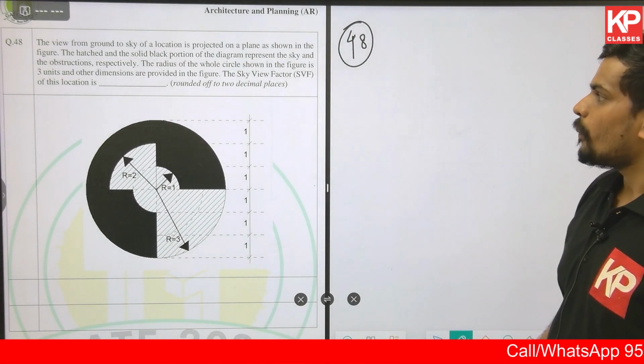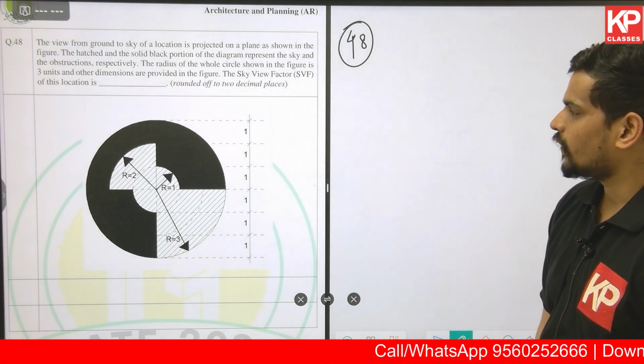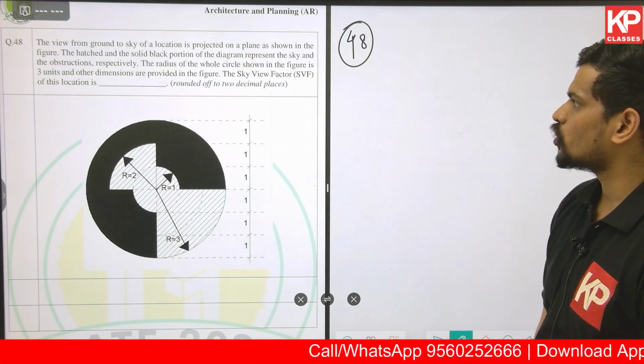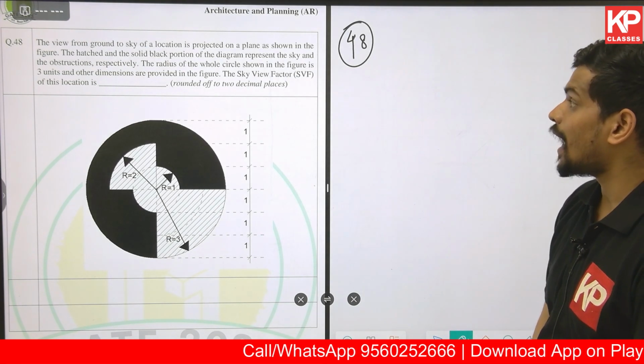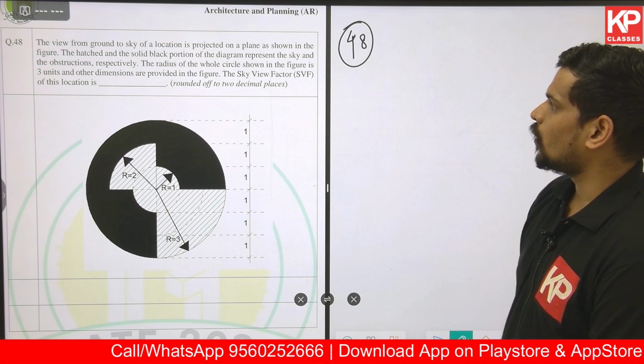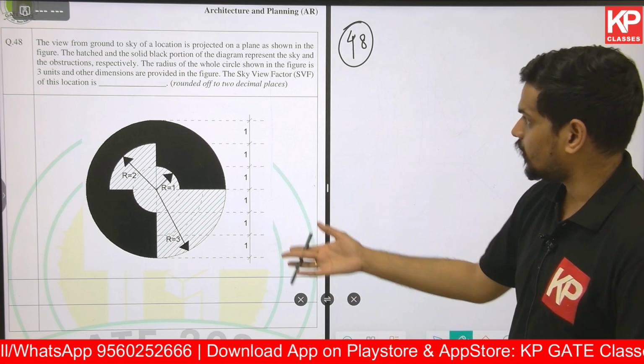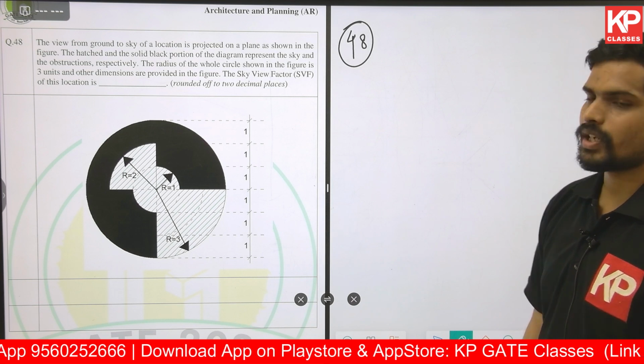The view from ground to sky of a location is projected on a map as shown in the figure. The hatched and the solid black portions of the diagram represent the sky and the obstructions respectively. The radius of the whole circle shown in the figure is 3 units and the other dimensions are provided in the figure. The sky view factor of the location is dash.